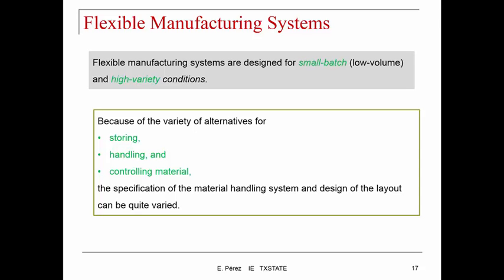So these systems are designed for small batch or low volume and high variety conditions. Because of the variety of alternatives for storing, handling, and controlling material, the specification of the material handling system and design of the layout can be quite different.